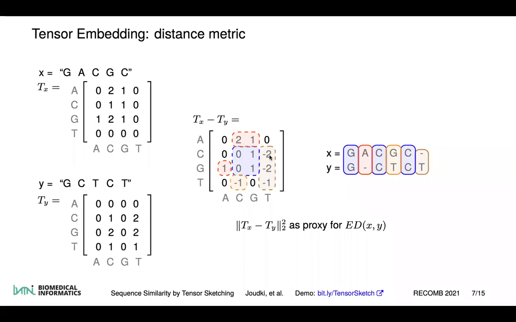And the insertion of T had the opposite effect of making these elements more negative, which tells us basically that the Euclidean distance between the tensors could be a good proxy for edit distance. And this is an insight, but we next try to formalize this notion of approximation.